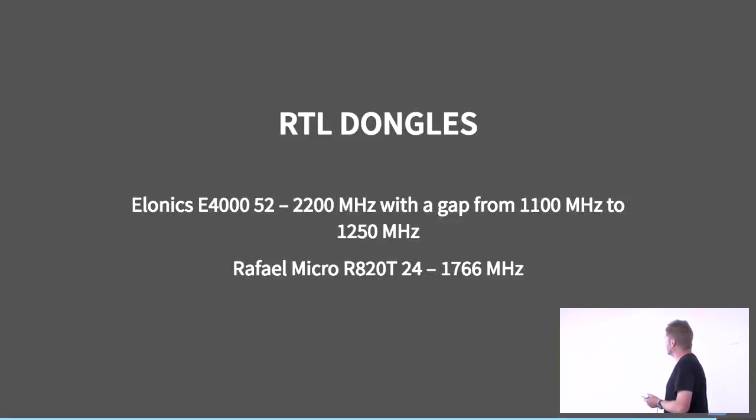And I've never heard why there is a gap in the Elonix tuning range from 1100 to 1250. Was there some secret thing that the manufacturers didn't want you to be able to listen to in that band? Who knows? And I should say that at the outset, these dongles are kind of repurposed now. Their original purpose was to be a digital video broadcast tuner for watching television on your computer. And some clever chappy about 8 years ago discovered that you could actually get access to the demodulated signals coming out of them to do software-defined radio with them if you wrote some drivers to do it. And so now it's a very popular thing to do.